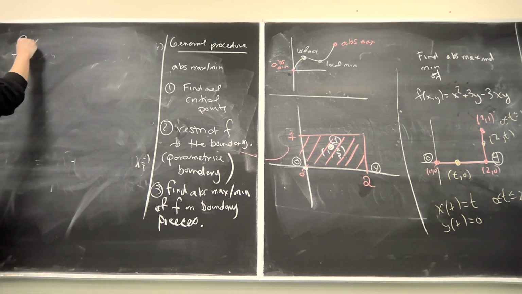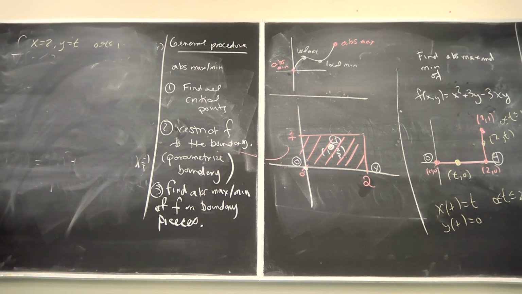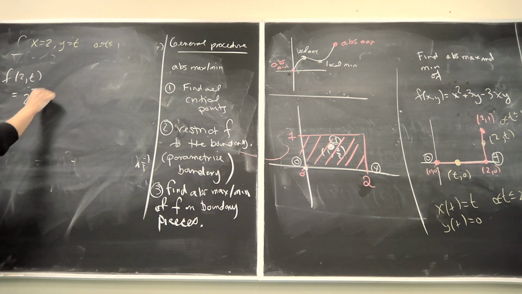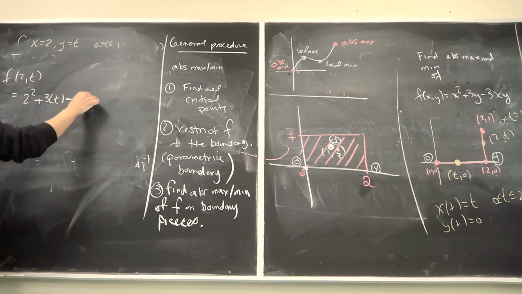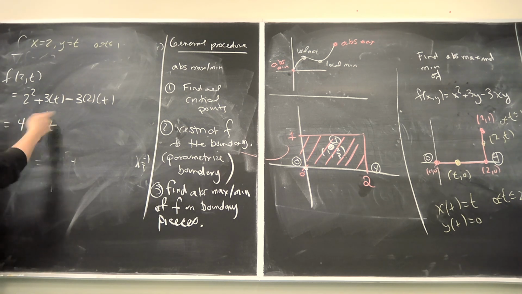Okay, so if x is equal to 2 and y is equal to t, where t goes from 0 to 1, that would say that f of 2, t is equal to 2 squared plus 3t minus 3 times 2 times t. Which is 4 minus 2t. Is that right? Did I do something wrong? 3. Where's 3t? Oh, yeah. 3 minus 6 is 3.